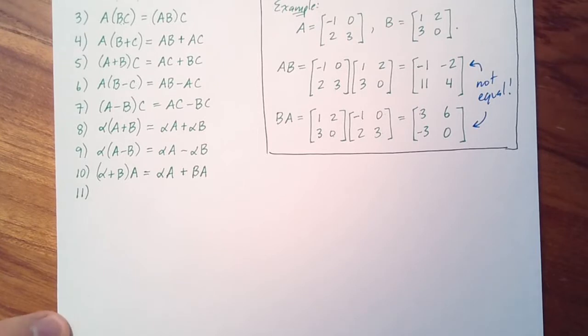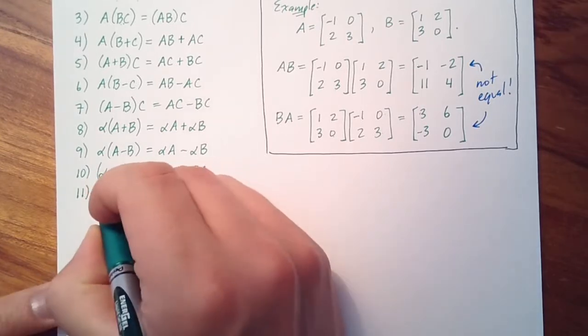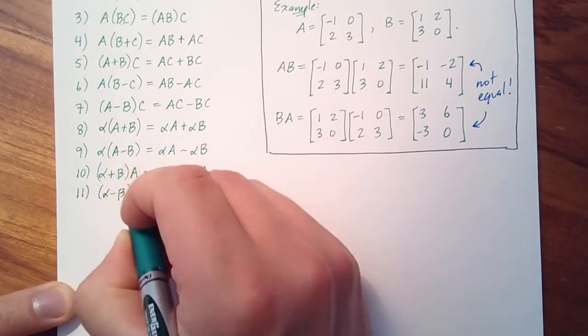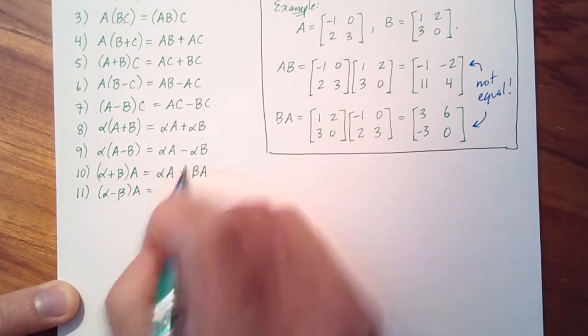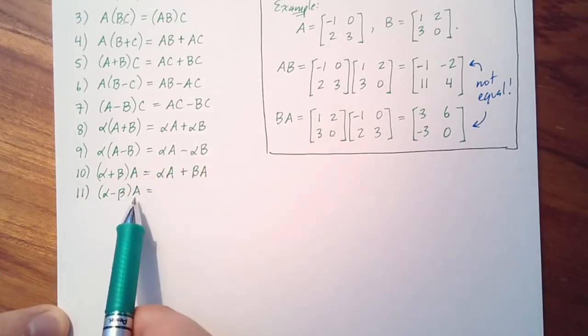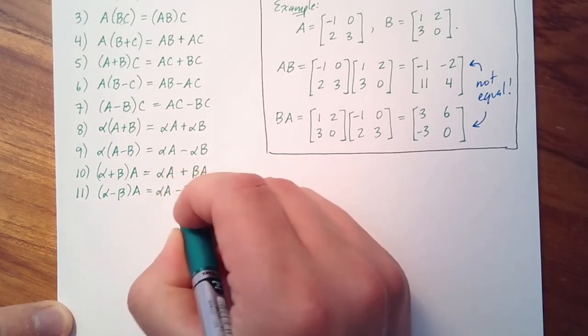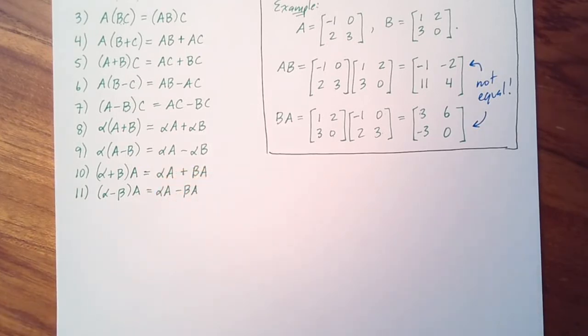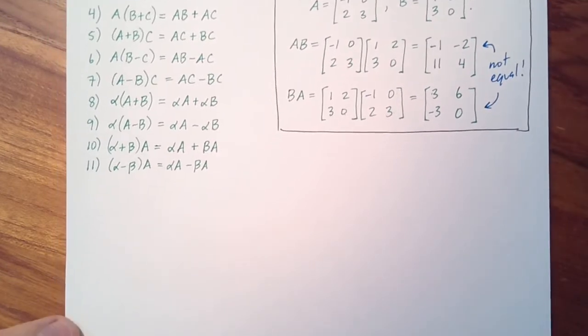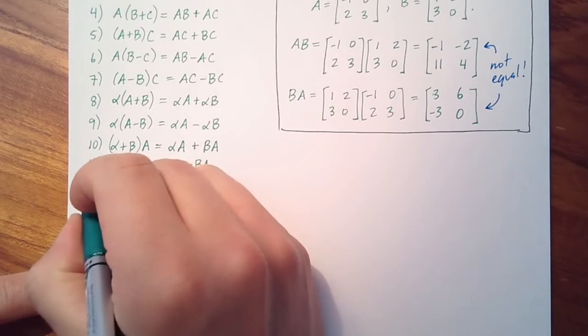And then property 11 is similar yet slightly different. If you have the same thing but with subtraction, it also works. So if I had alpha minus beta times the matrix A, I can write this as alpha A minus beta A. That's really what those properties say. And the last two are as follows.